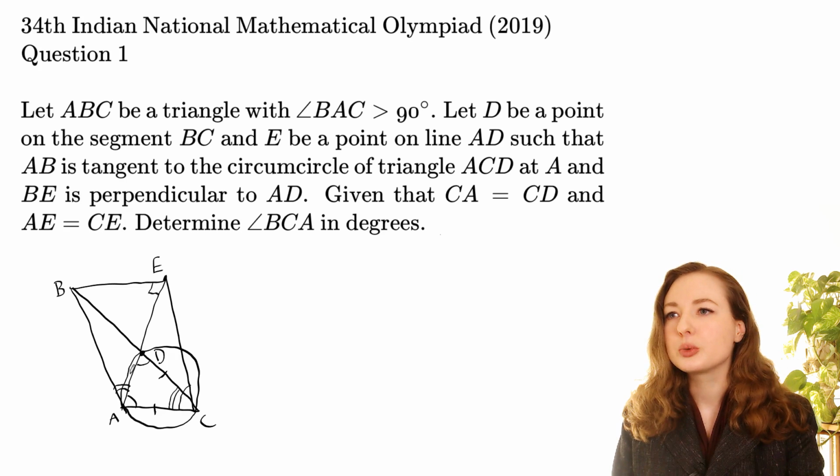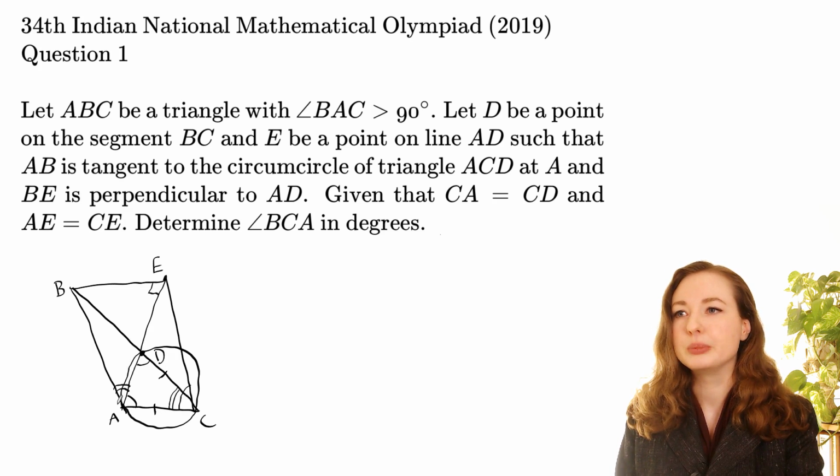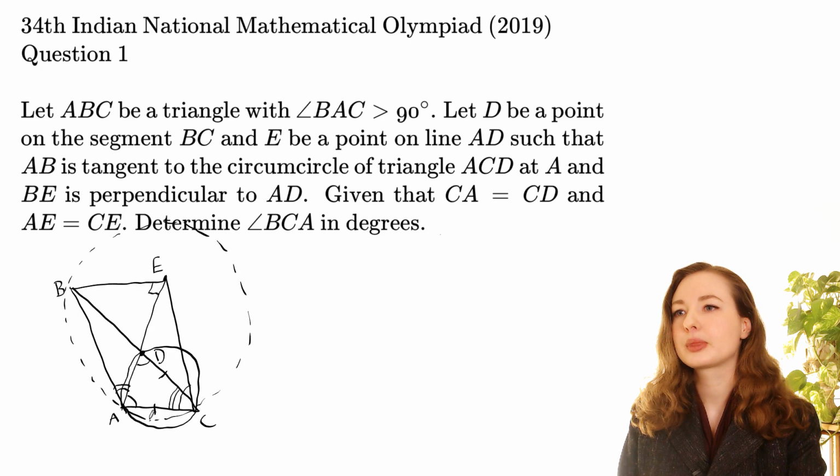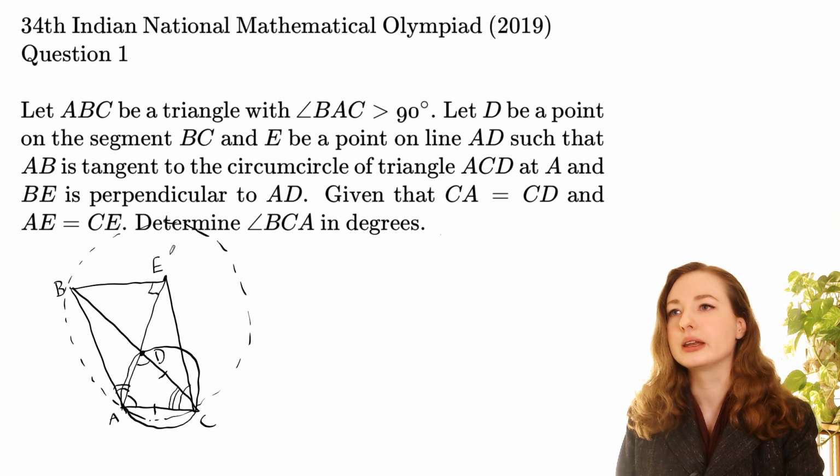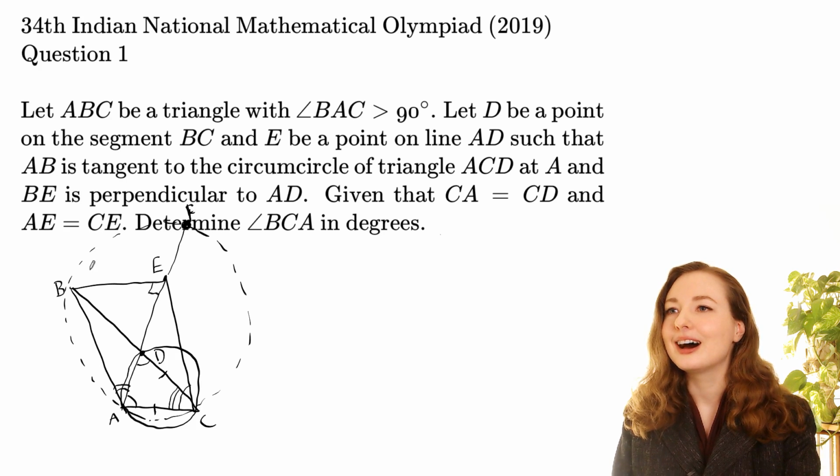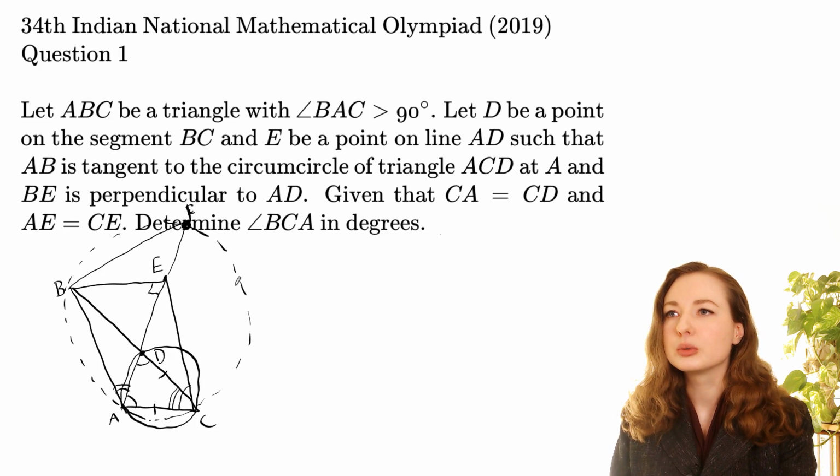So the solution is, we consider the circle that passes through A, B, and C. So I'll just draw this in here. And then we extend this line AE until it hits the circle. Let's call that F. Apologies for overlapping everything. So that's F. And now let's see what we can do with that.